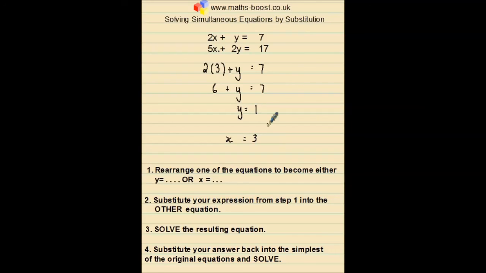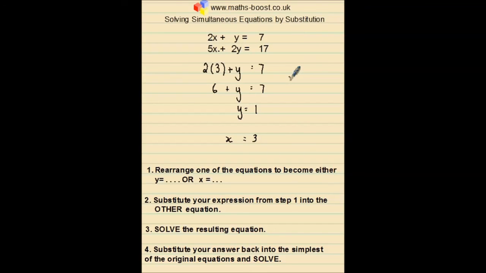And so finally, we have our solutions. y is 1 and x is 3. And the great thing about these simultaneous equations is we can easily check our answer. 2 lots of x and 1 lot of y should equal 7. 2 lots of x would make 6, and another value of y would make 7, so that's in agreement.